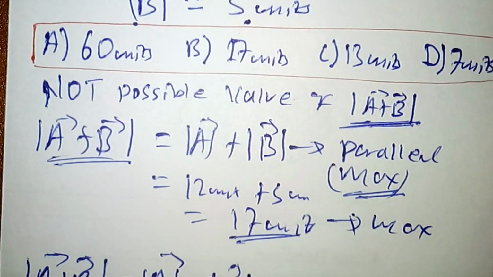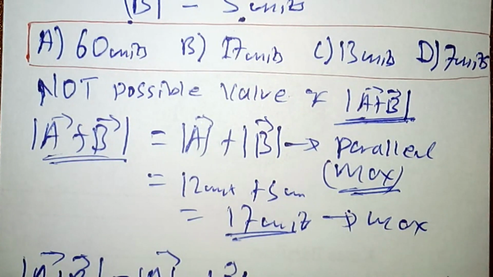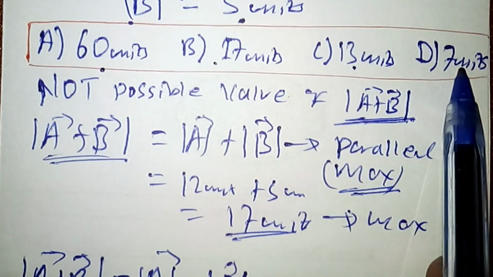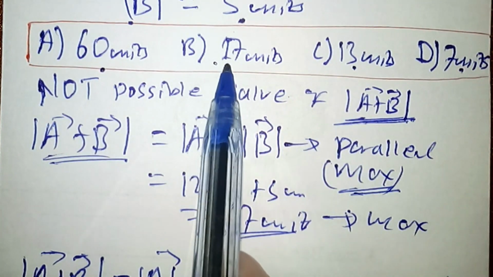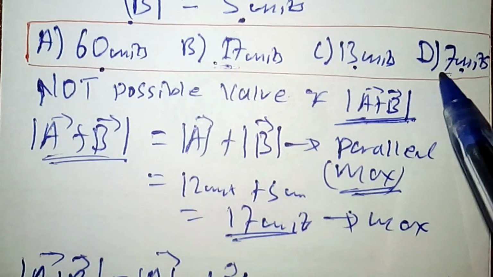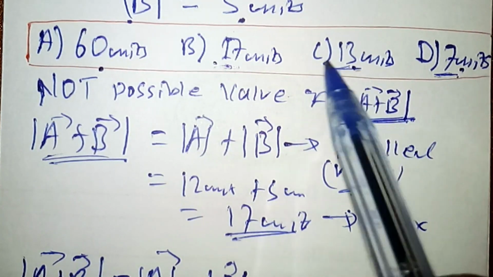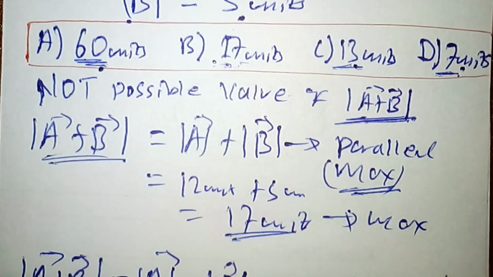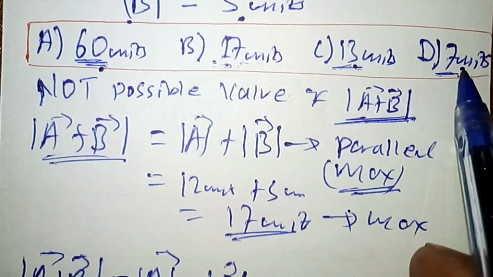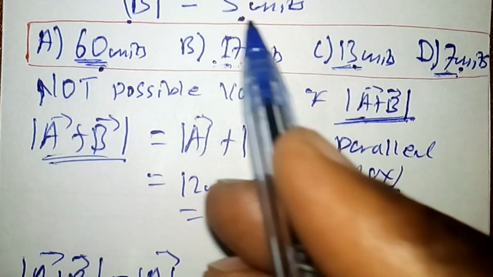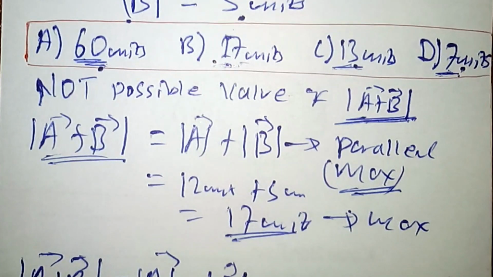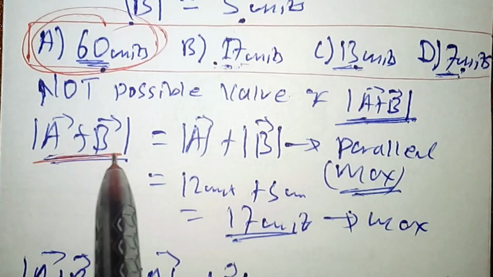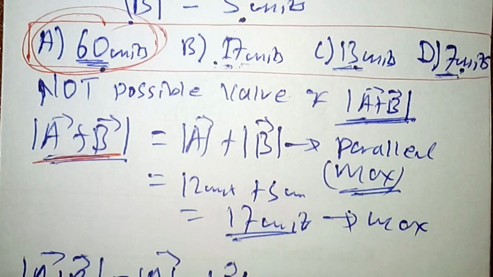So from the given alternatives, we have four numbers: 60, 17, 13, and 7 units. 17 is the maximum possible value. 7 is the minimum possible value. 13 is between these two numbers, but 60 is not in the range from 7 up to 17. So this is the only one which is not a possible value of the sum of vectors A and B.